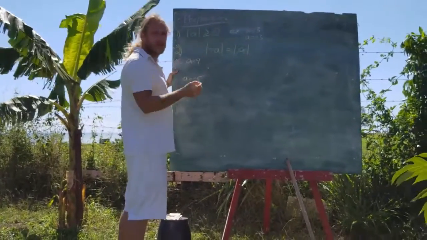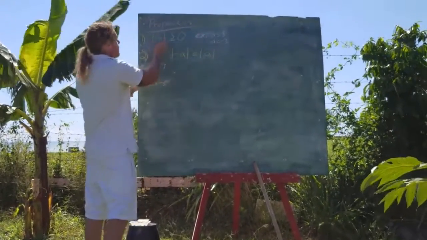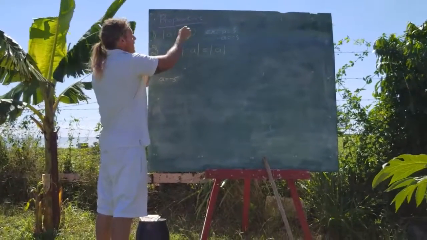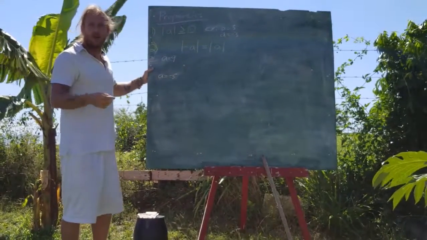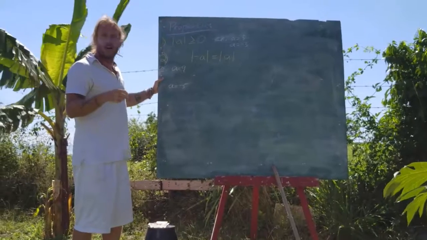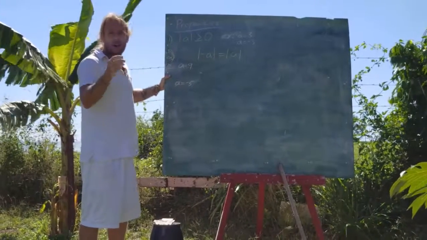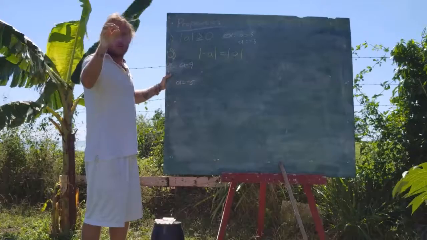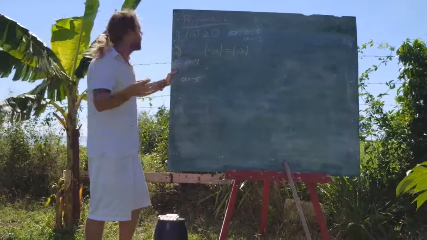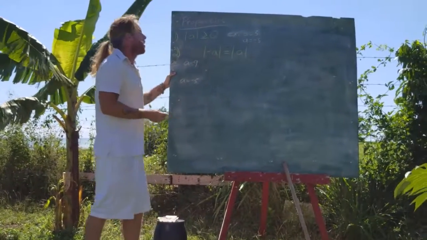So for any A and B that are real numbers, the absolute value of A is always greater than or equal to 0. We saw that geometrically is true because it is relating to the distance on a number line, the distance from the number A to 0. Distance is always positive, therefore absolute value is always positive.